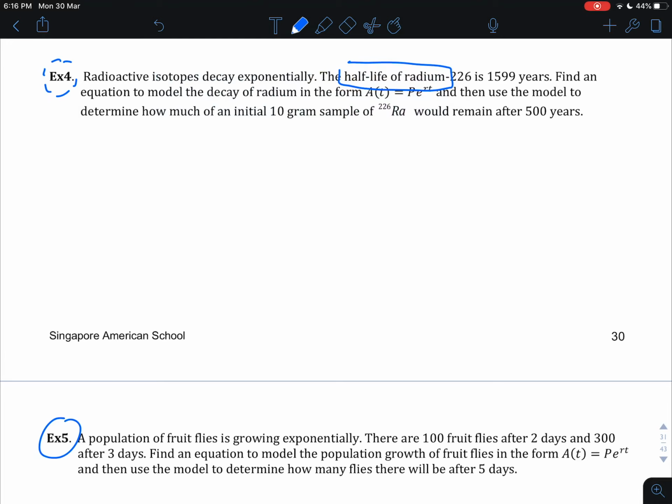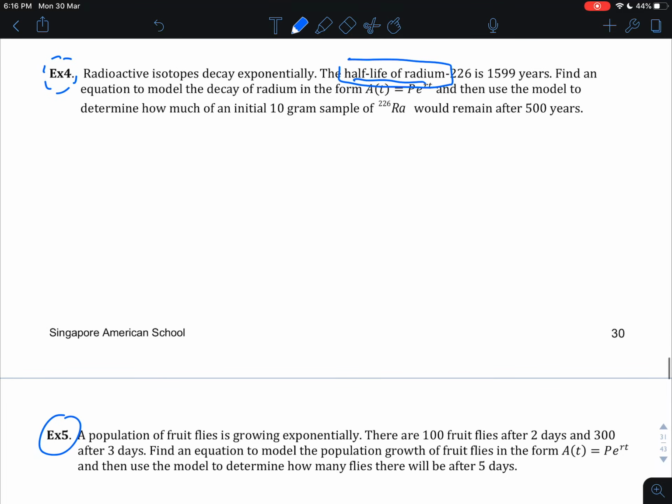Okay, so we have radioactive isotopes decaying exponentially, and really the most important phrase here is that we have a half-life of 1,599 years, and so like anything that's naturally occurring, the decay or the growth is going to be continuous. There's no compounding factor, and so we're using the PERT formula, and as you can see over here, it's given.